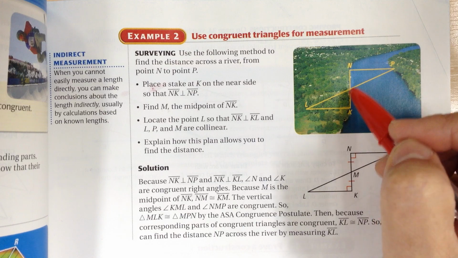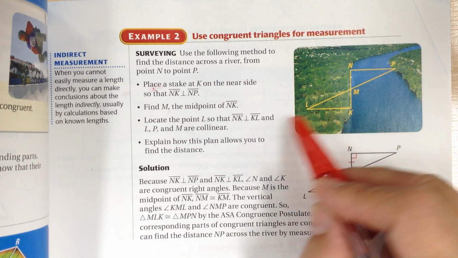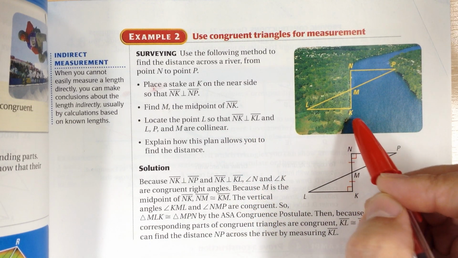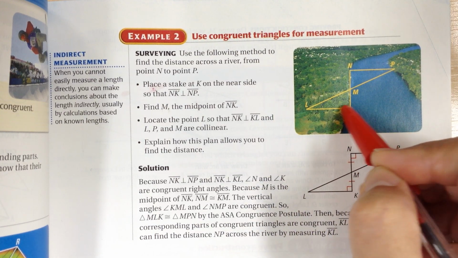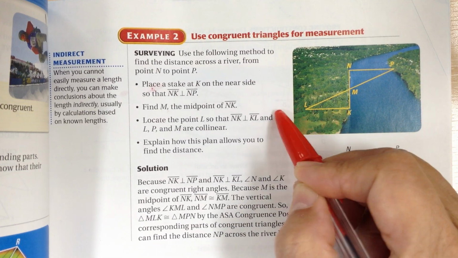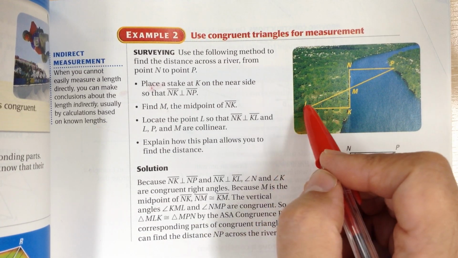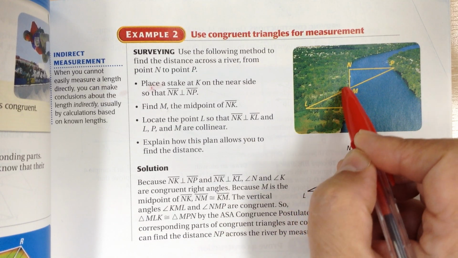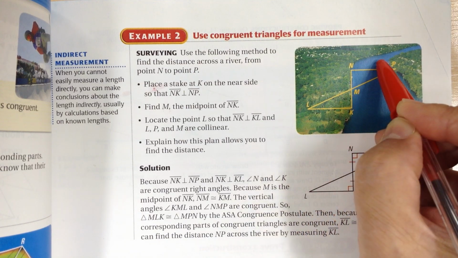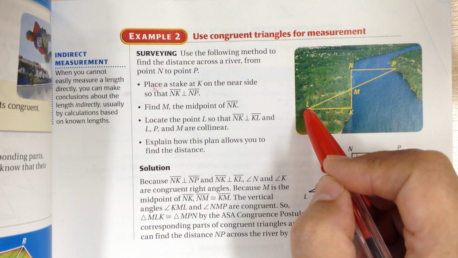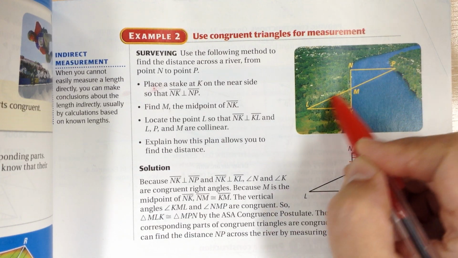Then you have to locate L so that NK is perpendicular to KL. So again, from here once you get this line, you draw a perpendicular line, and you line up the point so that you can stand over here and keep walking, and look at that stake, to see if you line up with P. You walk a little bit more and see if M and P line up. Keep walking until you get the point L. Then you can see that M and P line up, which means they form a straight line.